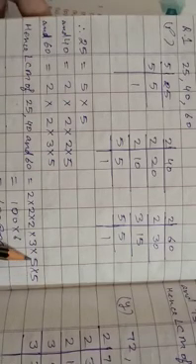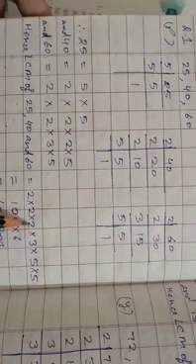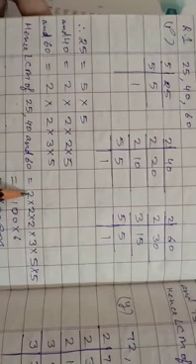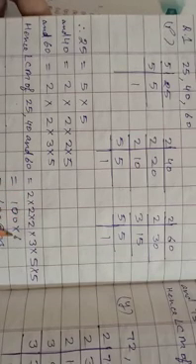5 5s are 25. 25 2s are 50. 50 2s are 100. 2 3s are 6. 100 multiply 6, 600. Hence 600 is the LCM of 25, 40 and 60. This is your required answer.